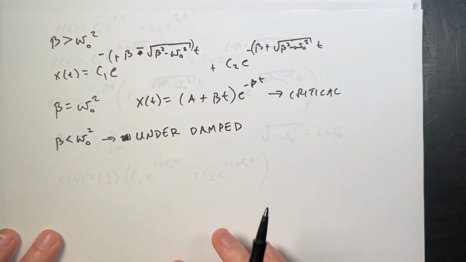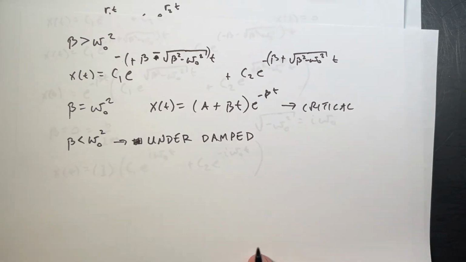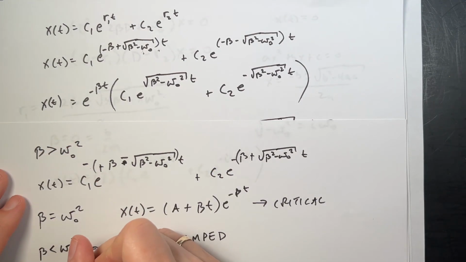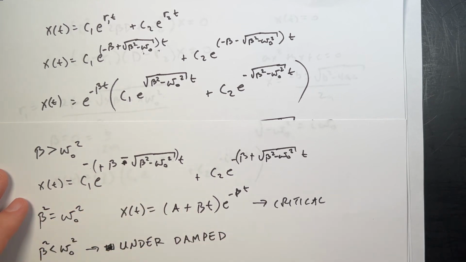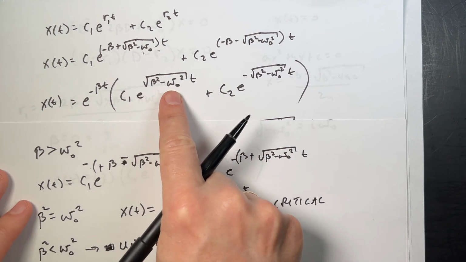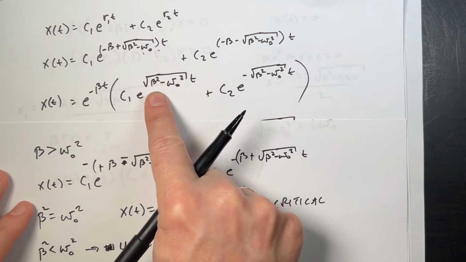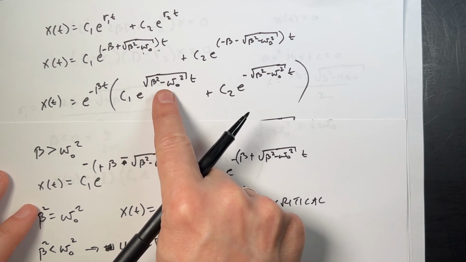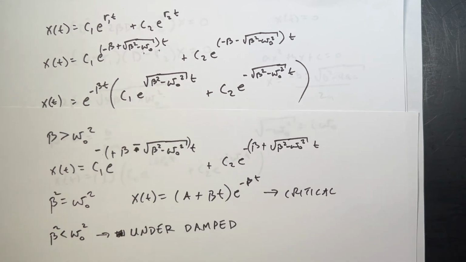And in this case, let's go back up here to our previous solution. The problem is that if beta naught squared is less than omega naught squared, then when I take this difference under the square root, I'm going to get a negative number. When I take the square root of a negative number, I'm going to get an imaginary number, right? So let's make the substitution.